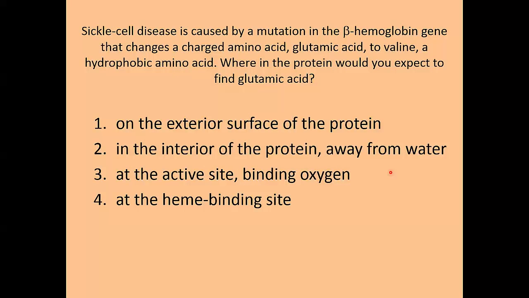Here's something to think about. Sickle cell disease is caused by a mutation in the beta hemoglobin gene that changes a charged amino acid, glutamic acid, to valine, a hydrophobic amino acid. Where in the protein would you expect to find glutamic acid? So think about that. Does it like water? Does it not like water? Would it fold towards water in a tertiary structure, or would it fold away from water in a tertiary structure? And so I'll let you answer that on your own.